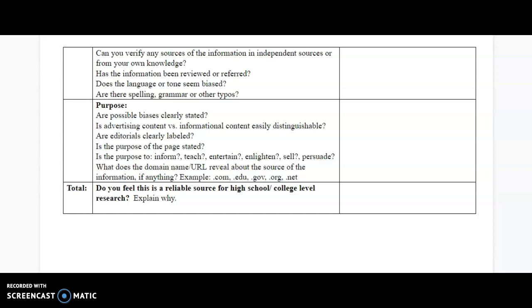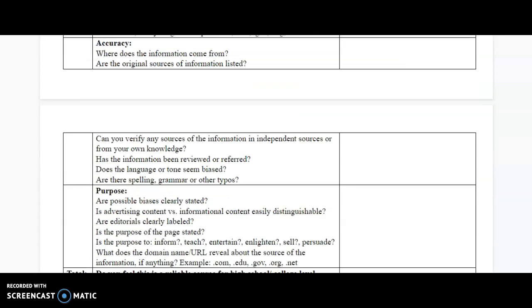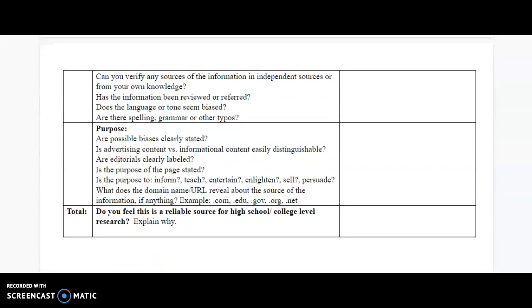Okay. And is the purpose to inform, teach, entertain, enlighten, sell, or persuade? That's a lot of things to look for. The entertainment and the enlightenment give you a different perspective on life. Entertainment, of course, would be to make you laugh, make you cry, what have you. What does the domain name URL reveal about the sources? Again, did you notice that also came from authority and is now also in purpose? Because that really goes back to this idea of why are they here? What do they want to tell you, make you feel? Listen, you have it.